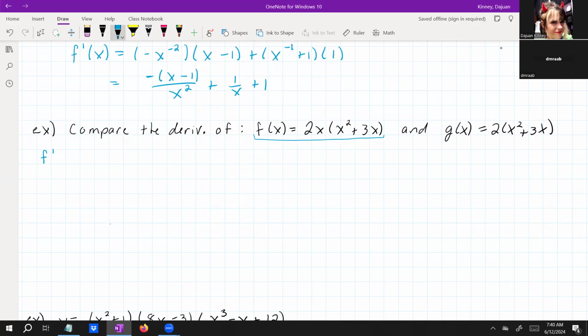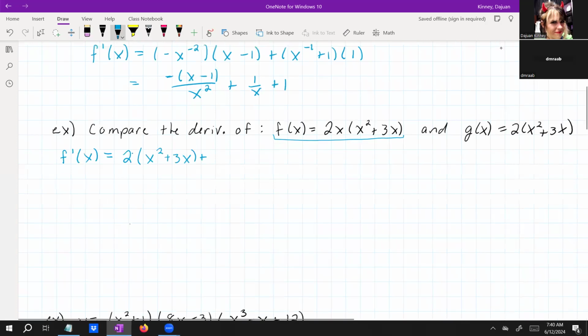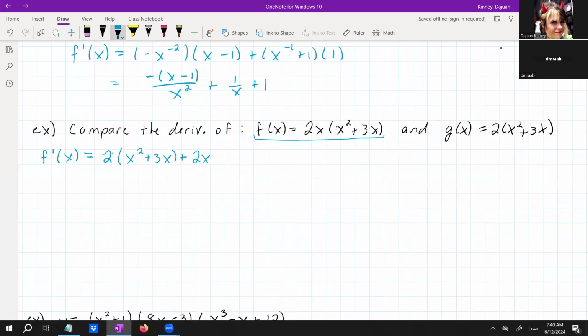Okay, so for f, I take the derivative of the first, which is derivative of 2x is just 2, times the second, as is, plus the first times the derivative of the second, which will give me 2x plus 3. Again, I can do some cleanup, but I'm going to choose to leave it there for now.